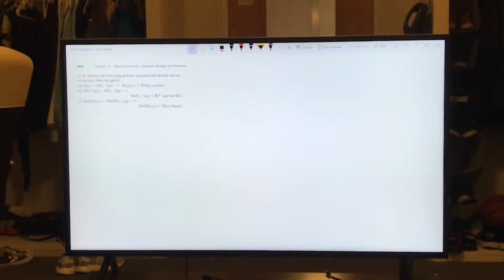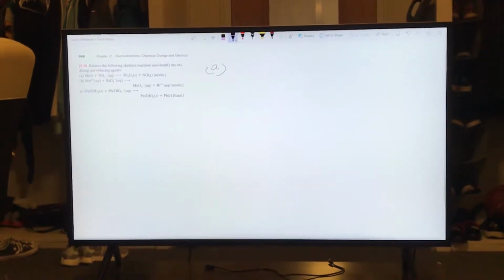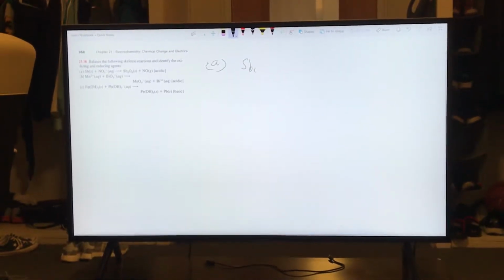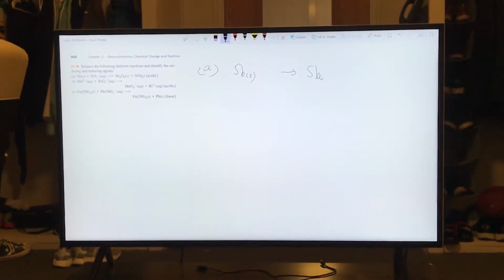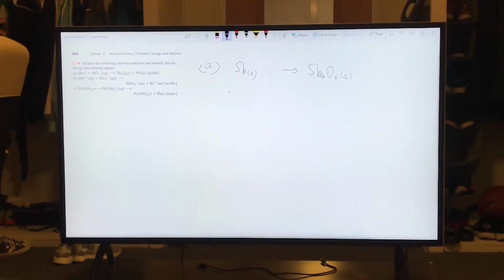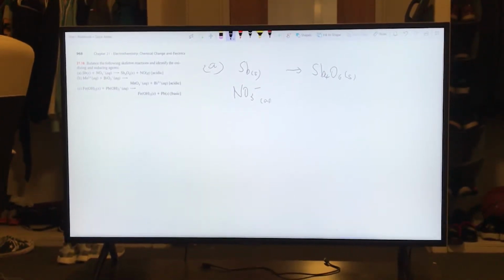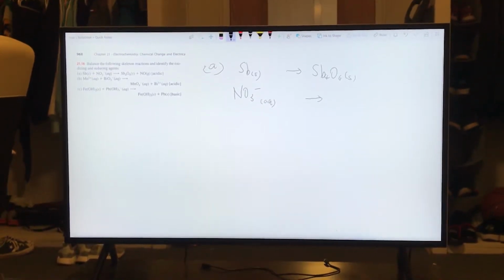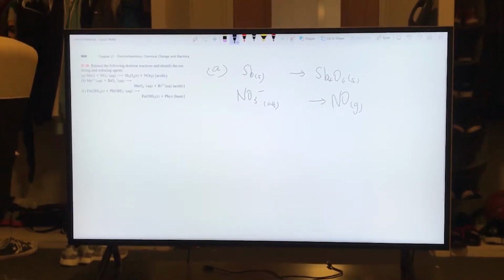Okay, so for this question, we do number A first. For this reaction, we need to split it into two half reactions. Sb solid turns into Sb4O6, which is also solid. And the other half reaction will be NO3 minus, which is aqueous, turns into NO, which is gas. And we know it is in acidic solution.